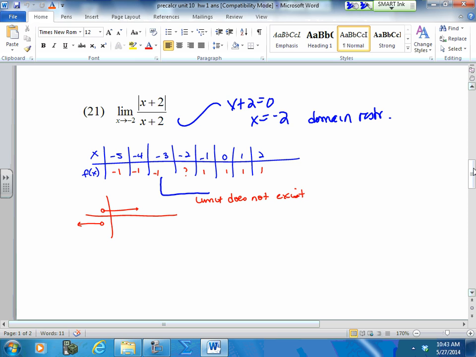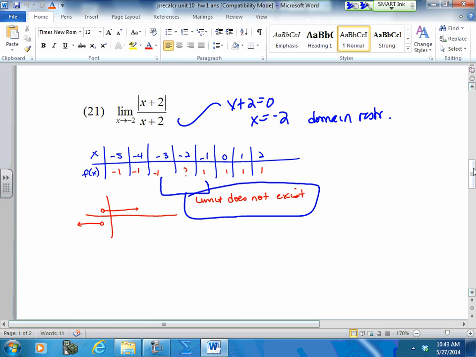Do these approach from the same side? And look, they don't. One approaches negative 1, one approaches 1. Could they ever meet? No. This limit does not exist. And that's how we write it. It does not approach the same number from both ends. Well, in other words, from both sides of it.